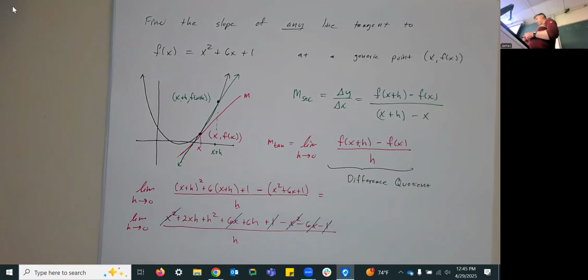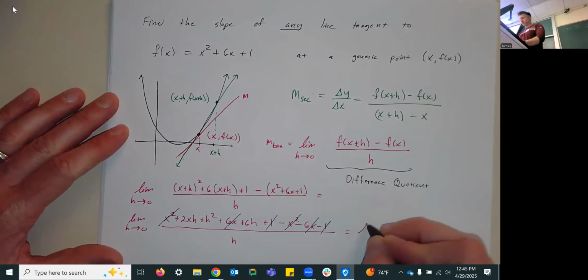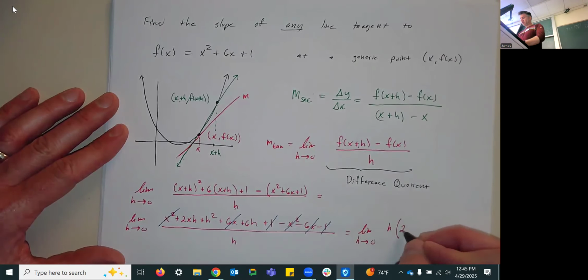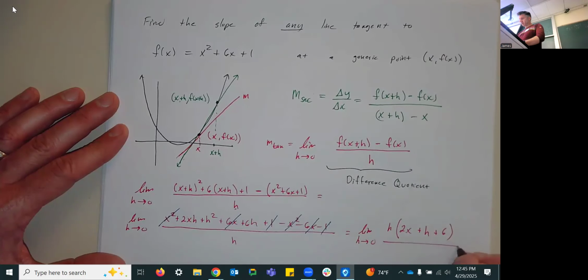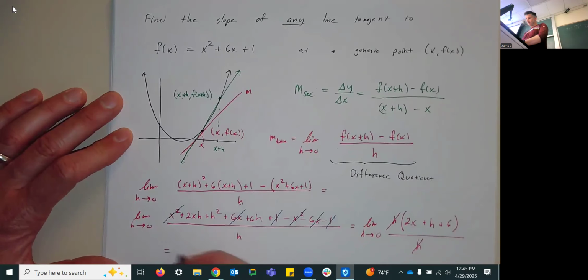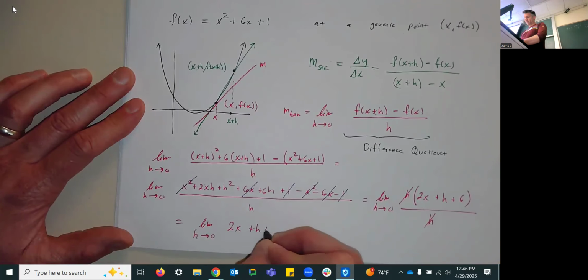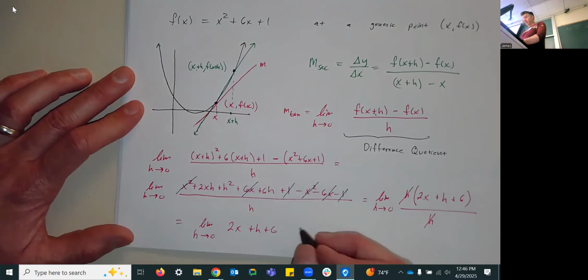And if that's the case, which it should be, we can factor out an h. So that's going to be the limit as h approaches 0 of h times (2x plus h to the first plus 6), still divided by h. The h's divide to 1, and then we're left with the limit as h approaches 0 of 2x plus h plus 6. Then we let the remaining h go to 0, and we get 2x plus 0 plus 6, or just 2x plus 6.